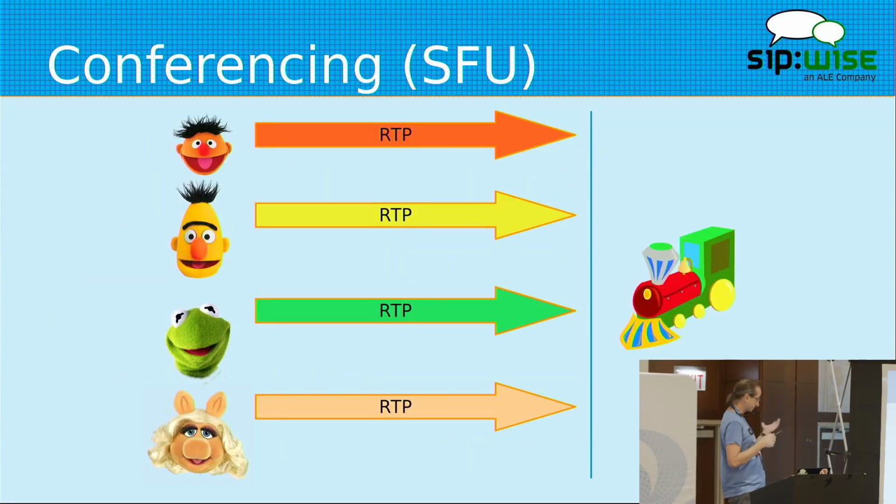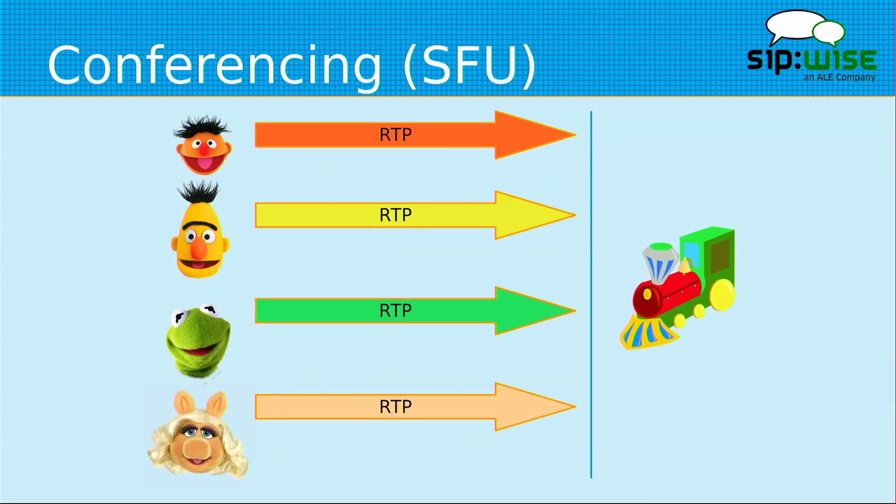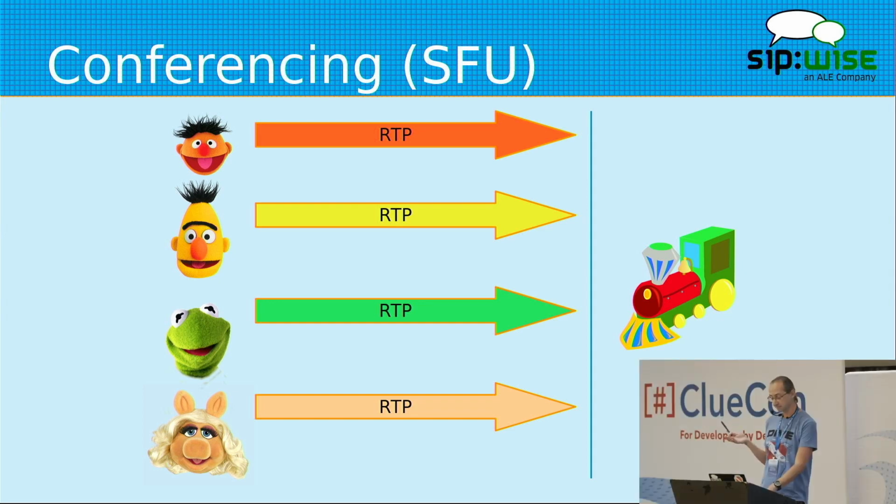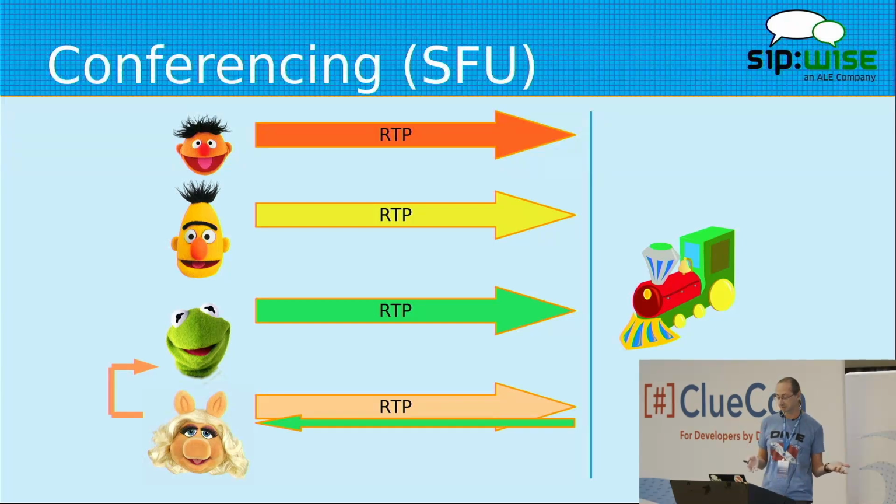And I'm sure you've seen this coming. This is what a typical conferencing setup looks like. You have a few call parties, each one publishes their stream. These are send-only streams. And without subscriptions, those aren't going anywhere. So we can add subscriptions now.